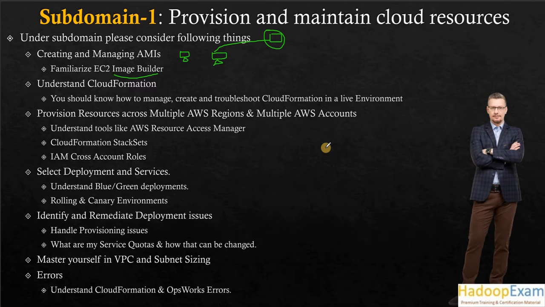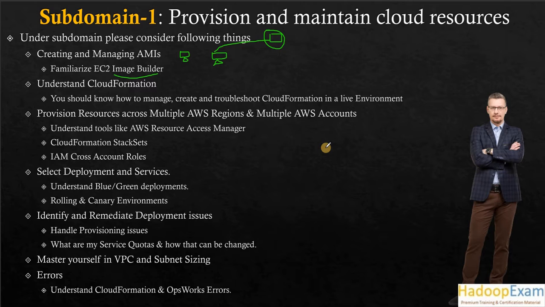For this you need to understand AWS Resource Access Manager, and AWS Control Tower, which is not mentioned here, but you should know how to use it. AWS Organizations, organizational units, Landing Zones, etc. You should know CloudFormation StackSets and IAM cross-account roles. Select deployment and services. Understand blue/green deployment, rolling and canary environments, and how they work.